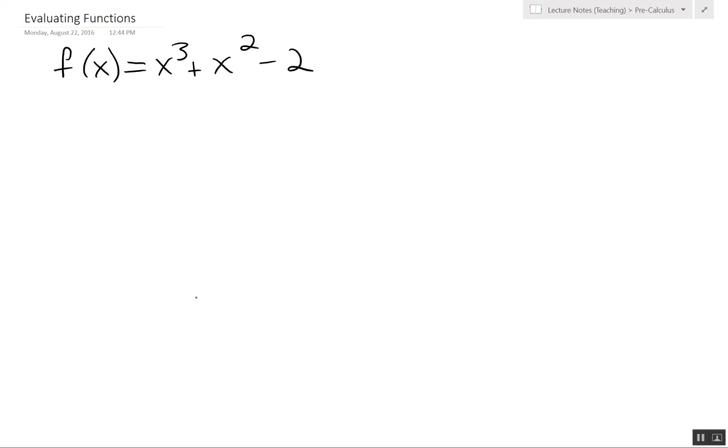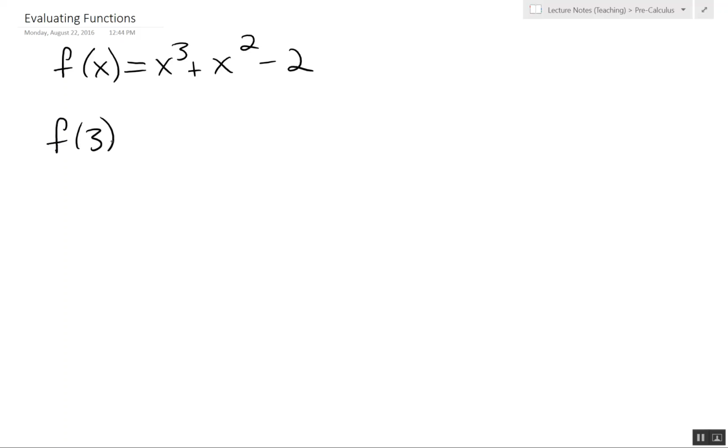Hi everyone, we're going to talk about the basics of evaluating functions in this video. So notice that I already have a function written on this screen: f of x equals x cubed plus x squared minus 2. And so we're going to evaluate at different expressions. So the first one I want to evaluate is at f of 3.